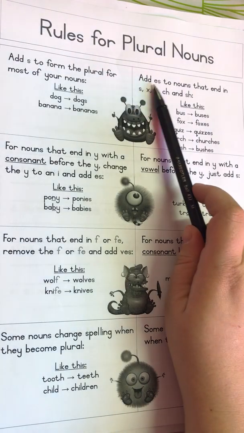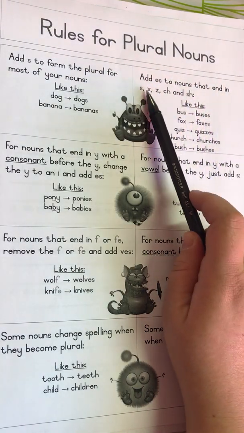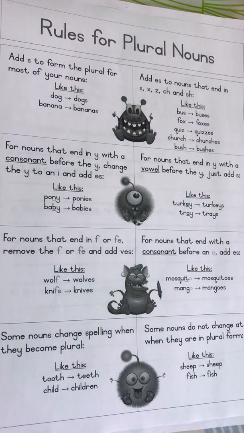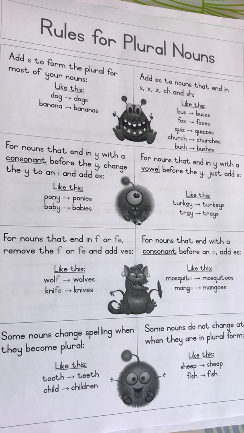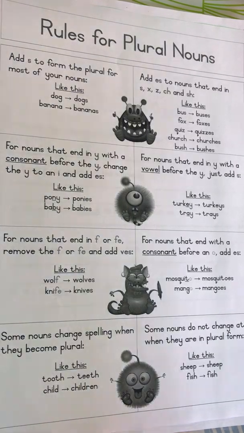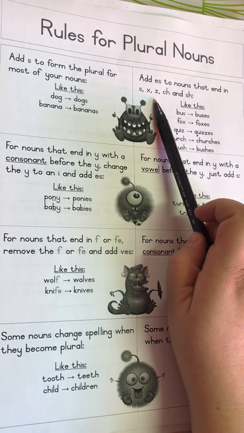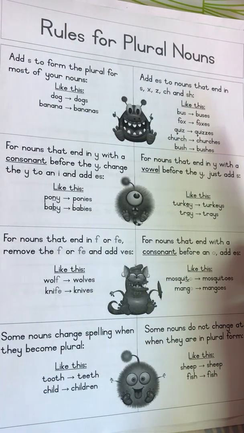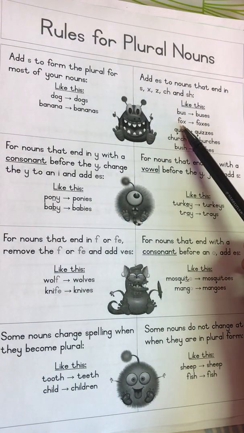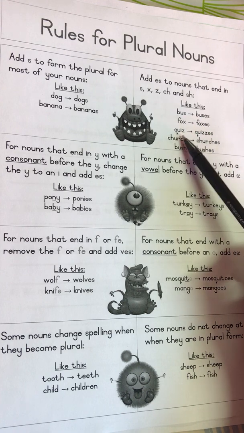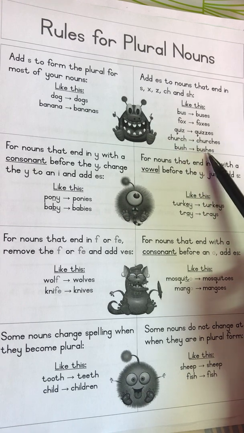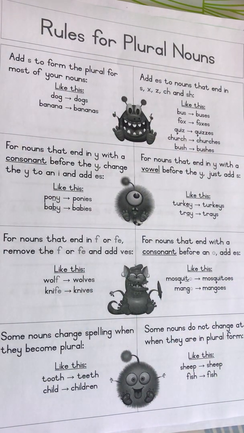Then they say, add es to nouns that end in s, x, z, ch, and sh. Listen to all of those sounds. All of those sounds are very close to the s sound. S, x, z, ch, sh. Like this. Bus, buses. Fox, foxes. Quiz, quizzes. Church, churches. Bush, bushes. Okay, so all of those sounds get an es at the back.